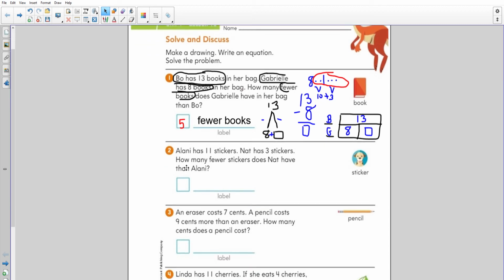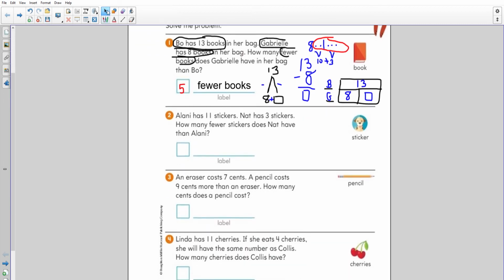All right, let's go and take a look at our next story. In our next story, we have Alina has 11 stickers. Nate has 3 stickers. How many fewer stickers does Nate have than Alina? So I already know I have 2 people. One is more, one is fewer. I already know this is going to be a comparison bar drawing.